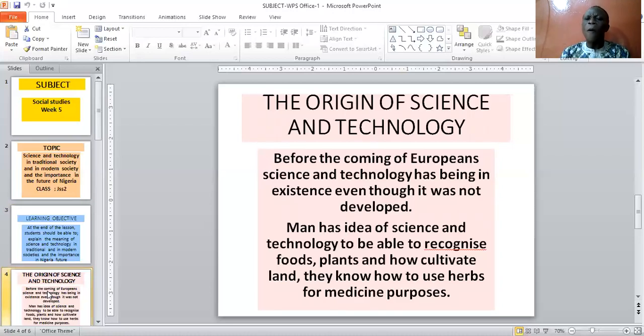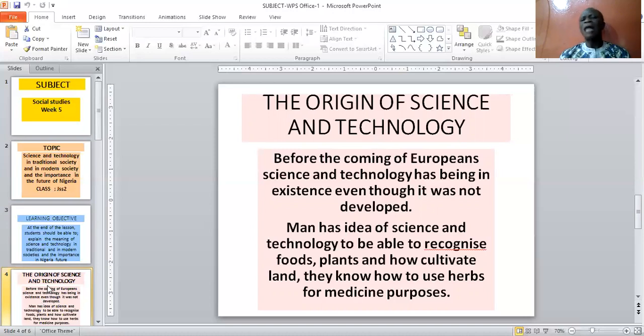Let me tell you something. Our forefathers had this idea and they had been practicing it. This idea of science and technology was recognized through food, through plants, and how to cultivate land. And they knew how to use herbs. When someone is sick, they go to the forest, gather herbs, and cook and make use of them for the sick ones so that they will be okay.